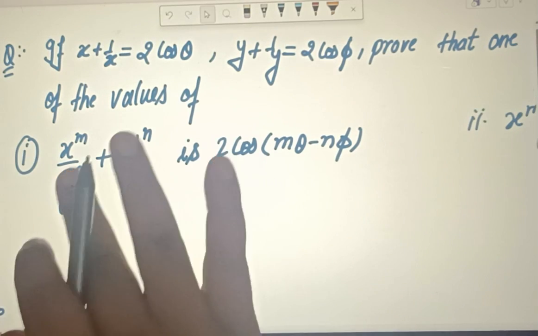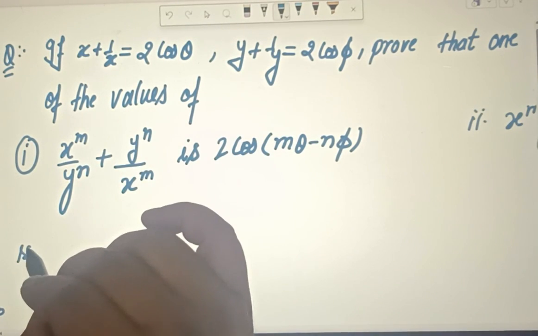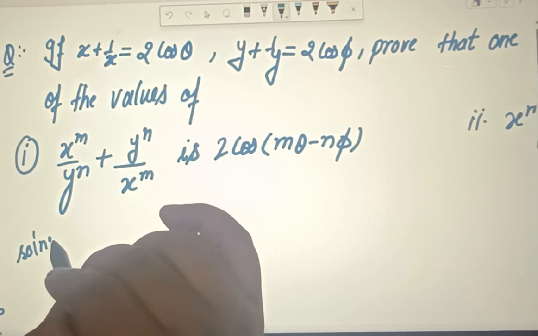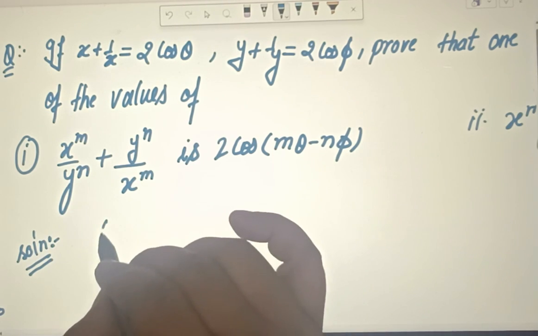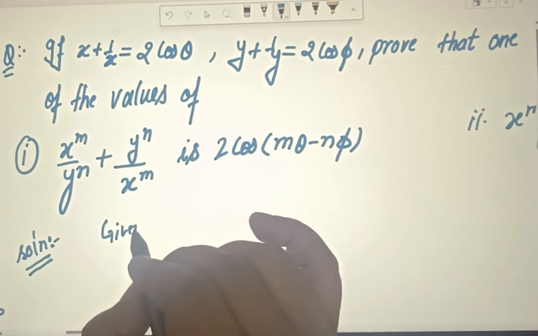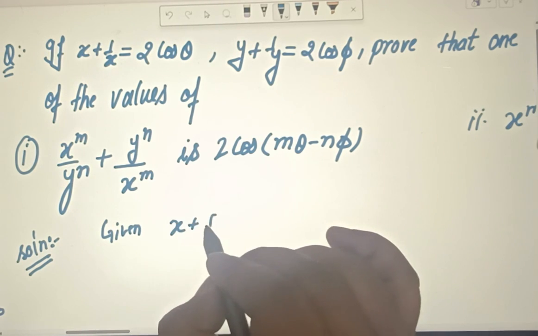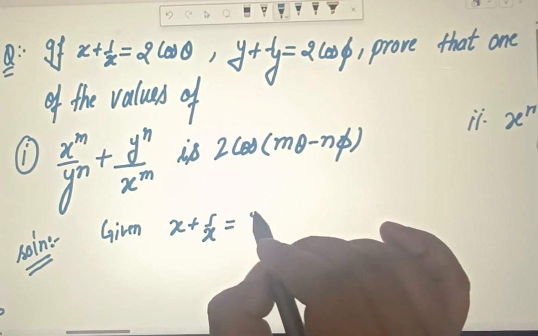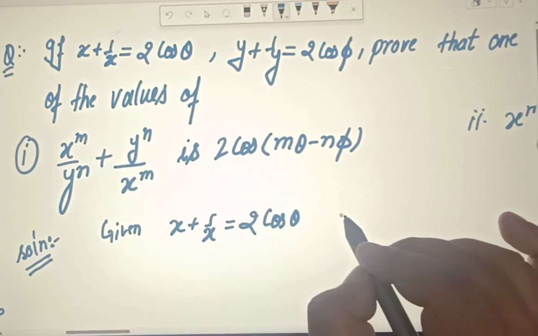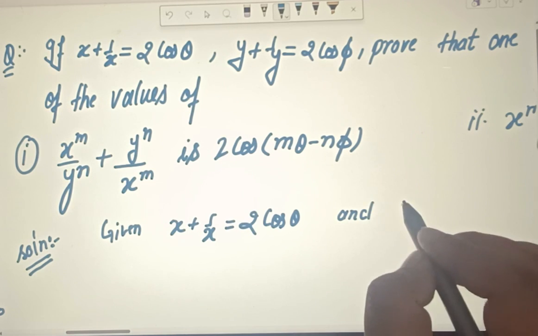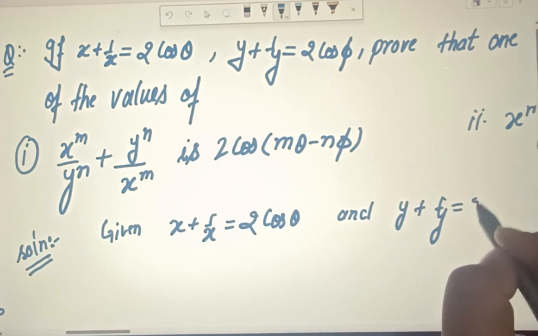So if you see, it is given. First of all, I will solve the first part of this problem, and the problem is on your screen. Given x plus 1 by x is equal to 2 cos theta, and y plus 1 upon y is equal to 2 cos phi.